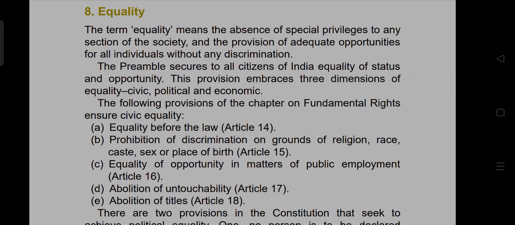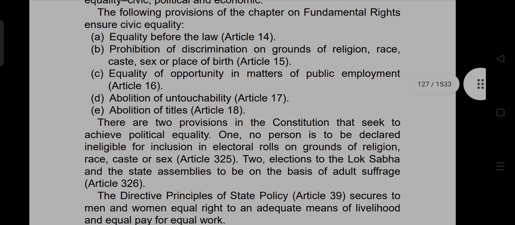Eighth, equality. The term equality means the absence of special privileges to any section of the society and the provision of adequate opportunities for all individuals without any discrimination. The preamble secures to all citizens of India equality of status and opportunity. This provision embraces three dimensions of equality: civic, political, and economic. The following provisions of the chapter of fundamental rights ensure equality.